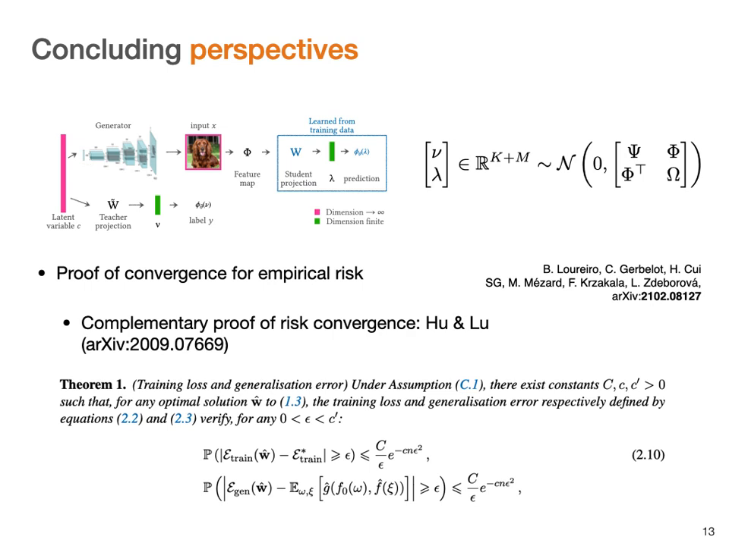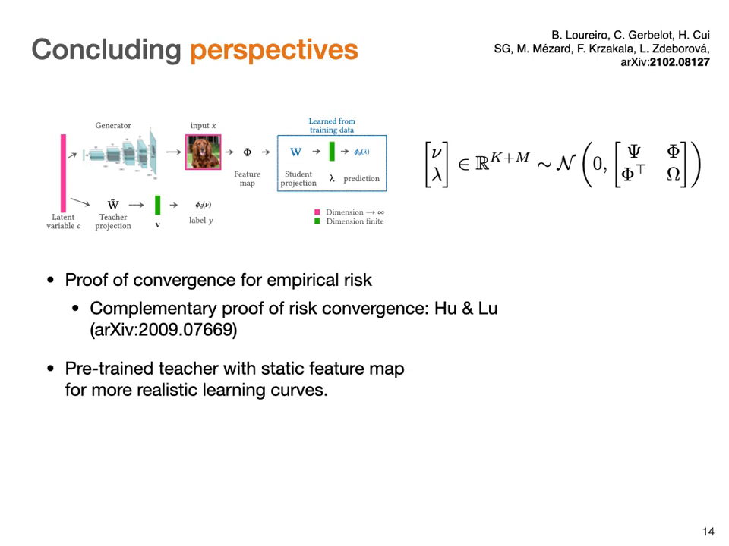a rigorous footing. And like I said, it's quite surprising that this simple Gaussian model, if you will, is valid in quite a lot of cases where the inputs a priori are not Gaussian, where the generative model is pre-trained, where even the teacher is pre-trained, where you have a static feature map like some random features or some scattering transforms. So you can get more and more realistic learning curves from analyzing the simple Gaussian model. And so this, I think, is in itself quite a remarkable result, or quite a remarkable fact.